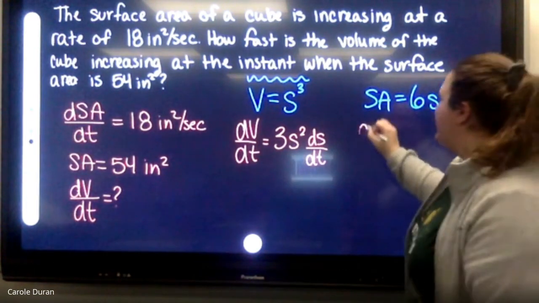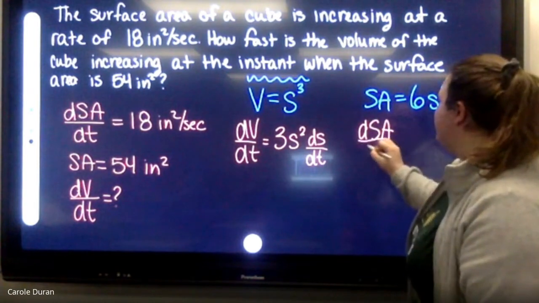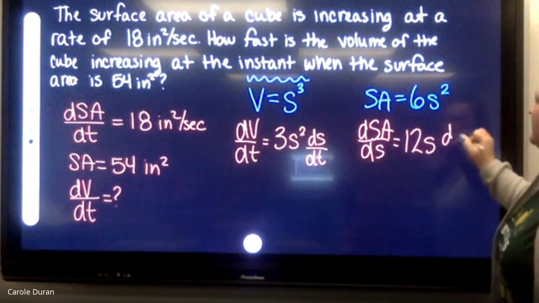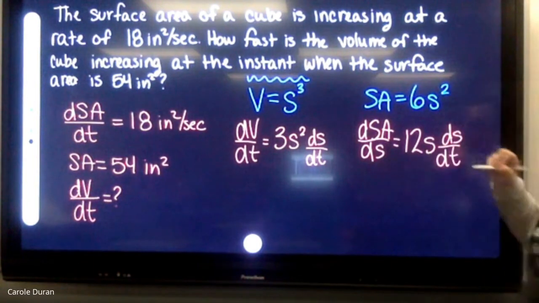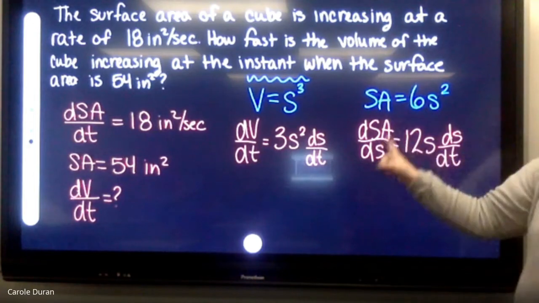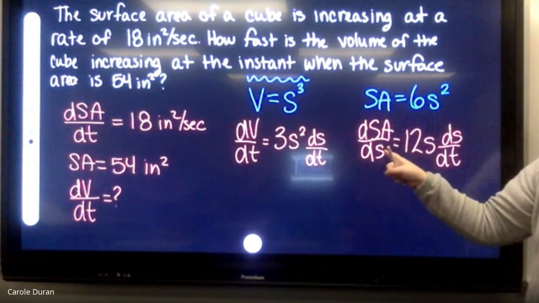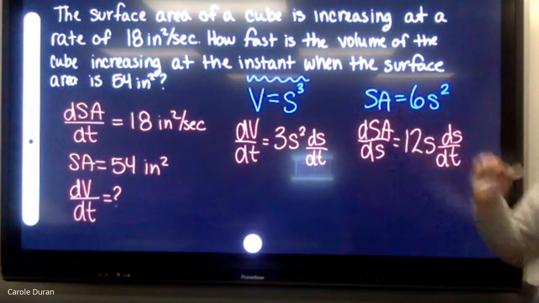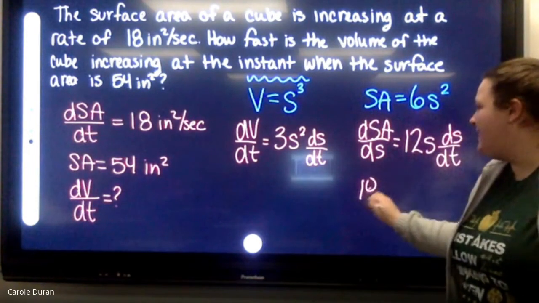So when I do, I get dSA/dt equals 12s ds/dt. Right? I just took the derivative of that whole thing. I wrote 6s cubed by mistake. I know what the derivative of my surface area is, right? I know the rate of change. What is it? 18, so I'm going to plug that in where my dSA/dt is.